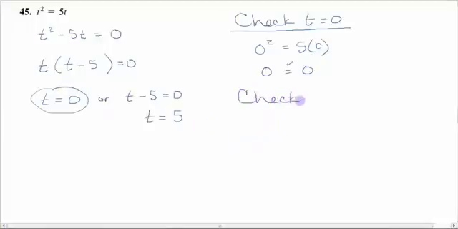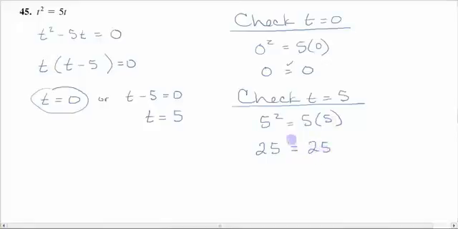And now I'm going to check t equals positive 5. Okay. And put the 5 back in. 5 squared equals 5 times 5. 5 squared is 25. Equals 5 times 5 is 25. That checks. So this is also a solution.